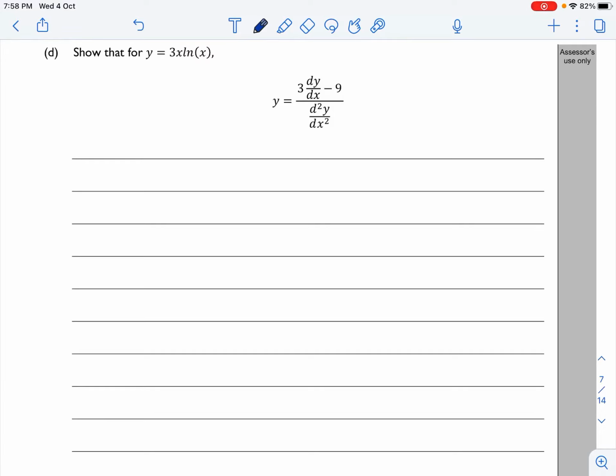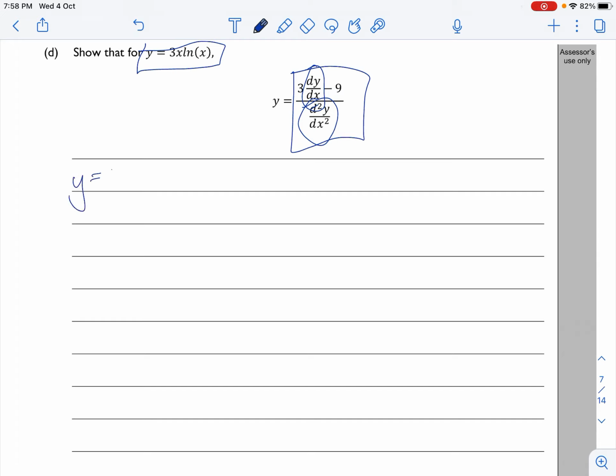So this is question 2D. We're showing that for y being that, we've got to make this equation true. First of all, we need to differentiate to get dy by dx and then double differentiate it as well. Alright, so let's do that first.